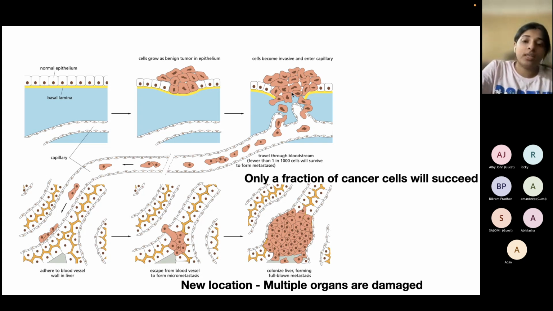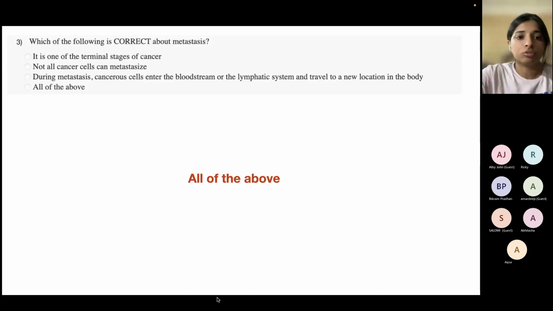And even despite that, metastasis happens. And multiple organs are damaged in this process, because a new location means a new organ that the cancer cells can invade into, and the normal cells will not be able to perform their function anymore. So, in order to answer this question, it is one of the terminal stages of cancer, yes, because after that, multi organ damage and the patient can hardly bounce back.